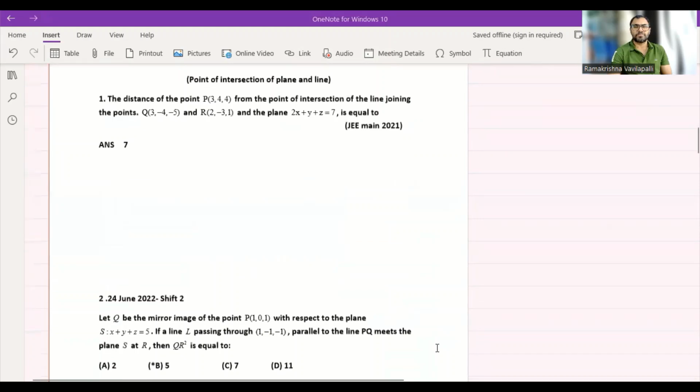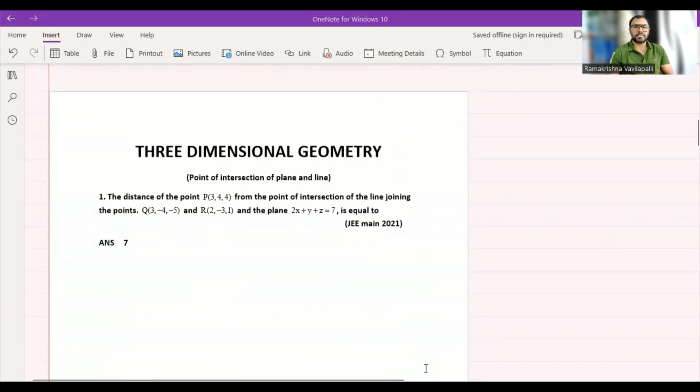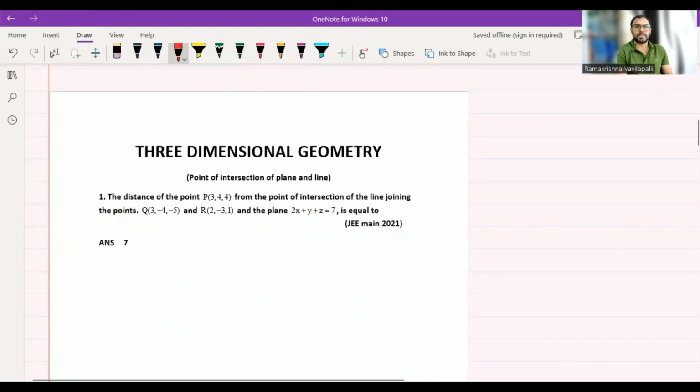See here, the distance of the point P (3, 4, 4) from the point of intersection of the line joining these 2 points and the plane. The distance of the point P from the point of intersection of line and plane. So now we need to write what is the equation of line.